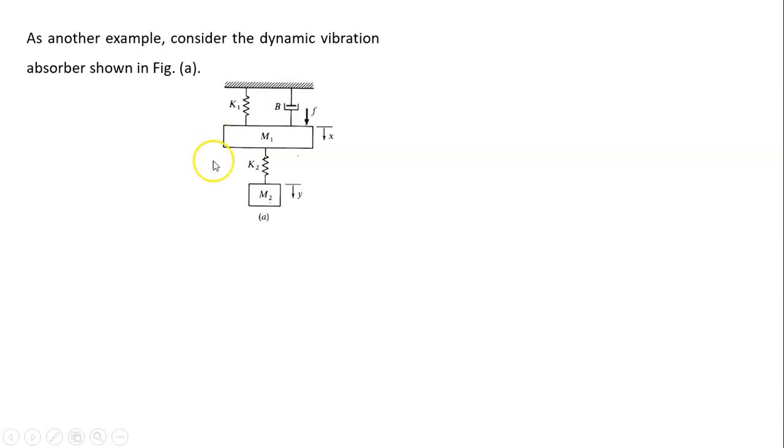Now, we will see the next example, that is, consider the dynamic vibration absorber as shown in figure A. Therefore, this is the dynamic vibration absorber in which spring K1 is there, damper B is there, which is connected to the ground at one end and connected to the X coordinate at the other end. Mass M1 is there, connected to the X coordinate and connected to the ground. Spring K2 is there, connected in between X and Y coordinate, or in between M1 and M2, and mass M2 has the Y coordinate.